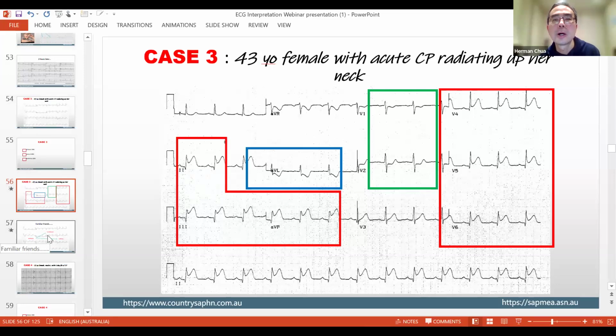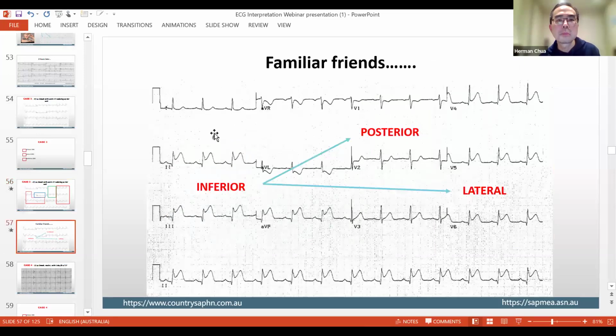Okay, but yeah. So basically, these are all our friends, the associations I was talking about. So basically, the inferior, the lateral, as well as the posterior. Okay. So this is an inferior, posterior, lateral myocardial infarction.